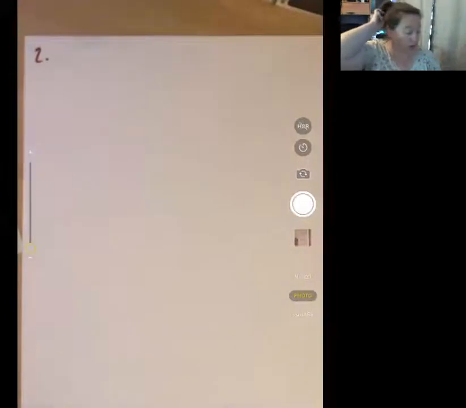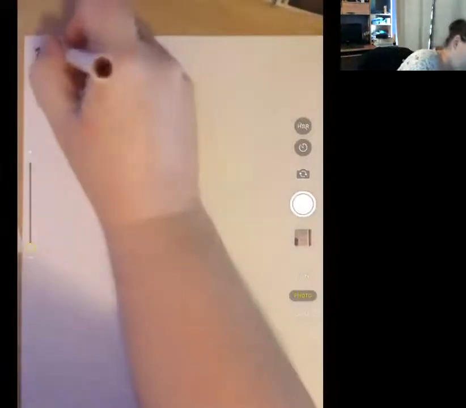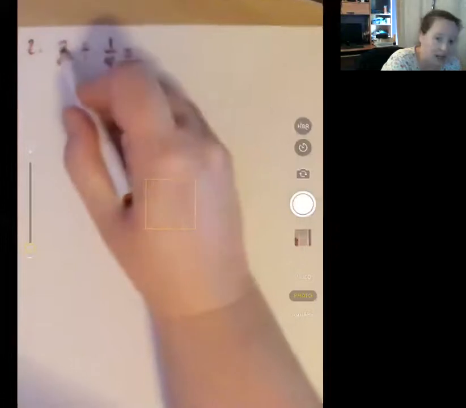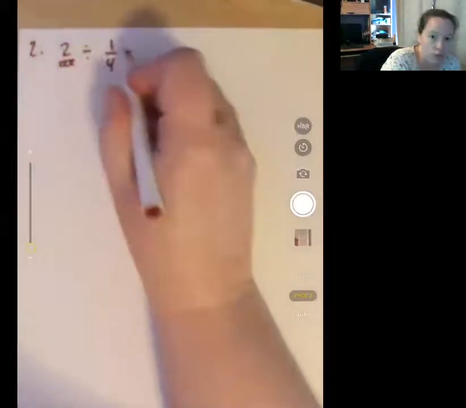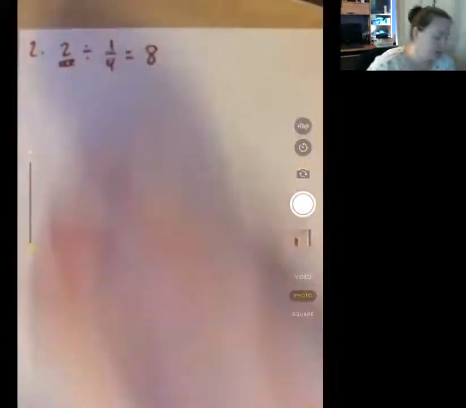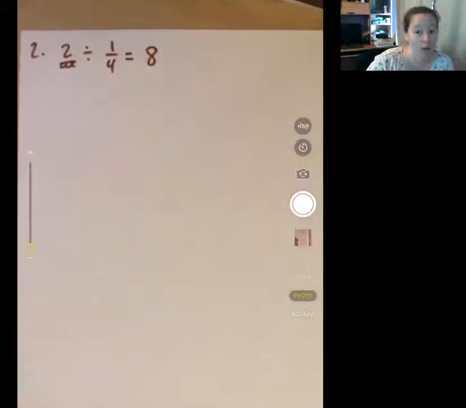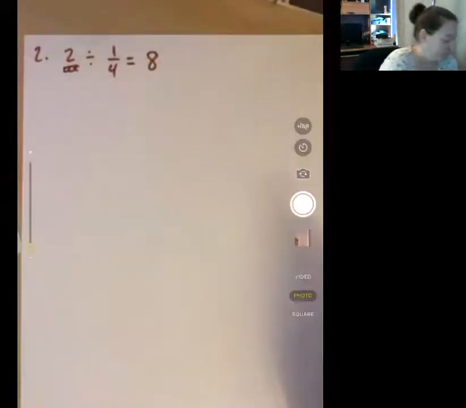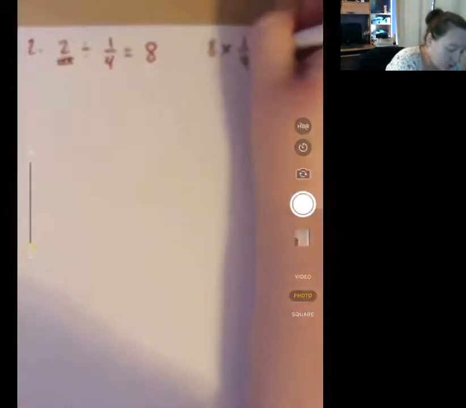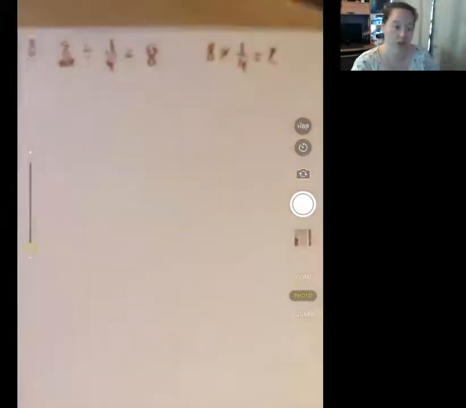says 2 divided by 1/4 equals. So remember what I said. I have 2 sets. There's 4 in each set. So 2 times 4 is 8. I am dividing by a fraction, so I'm going to end up with a whole number. 8 times 1/4 is equal to 2, which is also true.